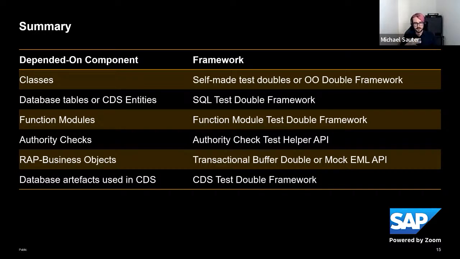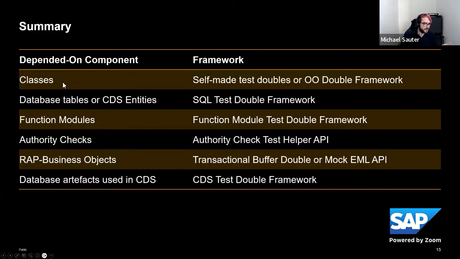But first, a quick summary. I personally made that table because I was confused quite a lot of times when wanting to isolate my code under test. For me, it came in handy quite a few times, so I wanted to share it. So with the question, how can I isolate my code under test from the dependent-on components? It's always the question of what your dependent-on component is.